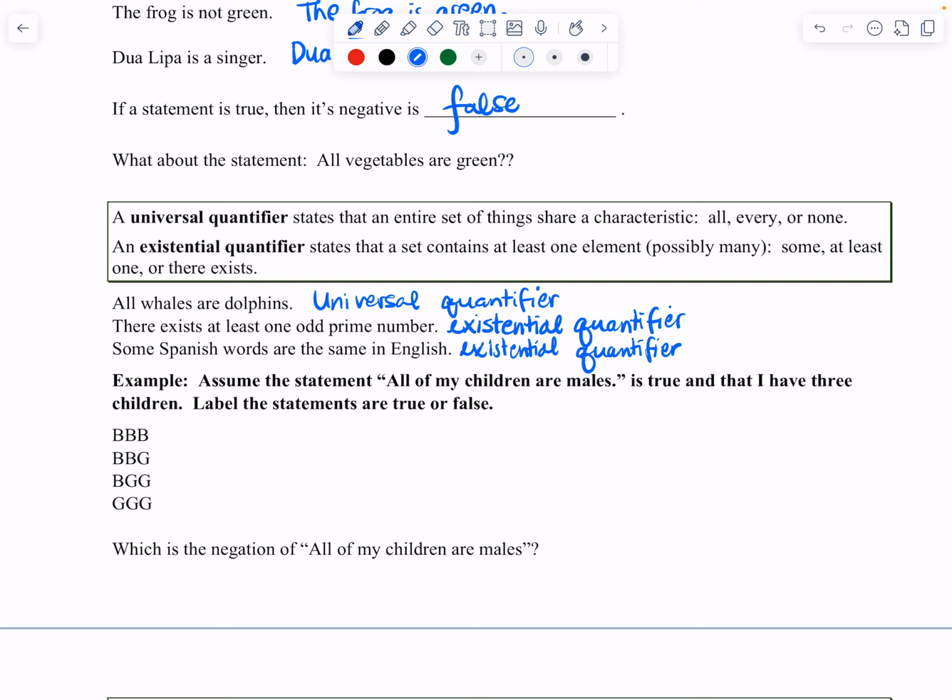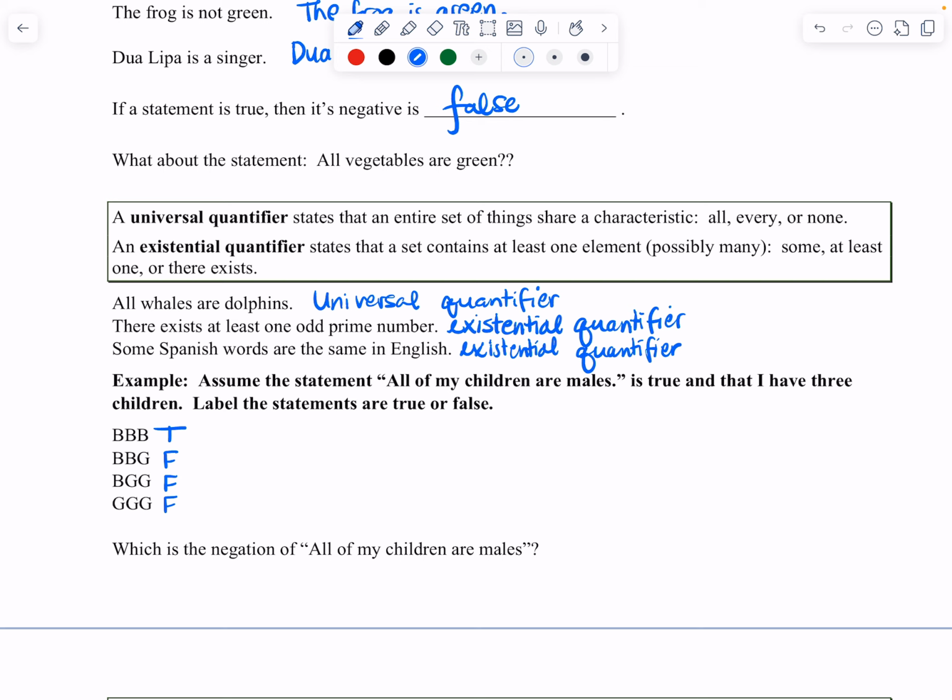Example, assume the statement all of my children are males is true, and that I have 3 children. So we're going to label the statements as either true or false based on this. All of my children are males. So the only time that's true is when you get boy, boy, boy. When you have boy, boy, girl, it is false. Boy, girl, girl is also false. Girl, girl, girl is false. So which of these is the negation of all my children are males? If you look at it, everything's false with the exception of every single one, right?